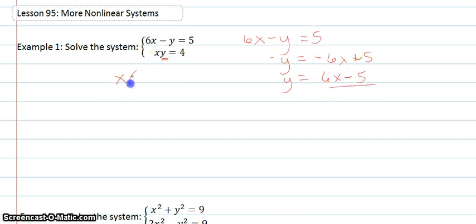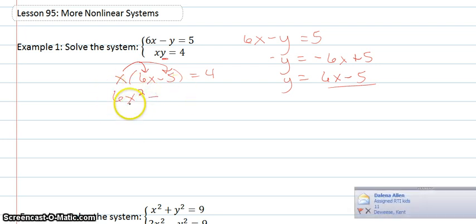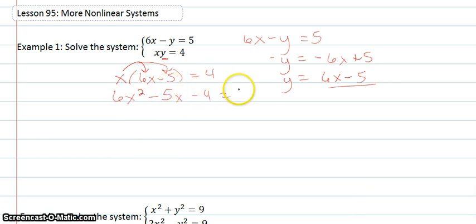So I have x times 6x minus 5 equals 4. I'm going to distribute the x, so I'll have 6x squared minus 5x, and then minus 4 equals 0. I went ahead and also moved that 4 over to the other side because I have a quadratic equation to solve. Now I'm just going to use factoring.